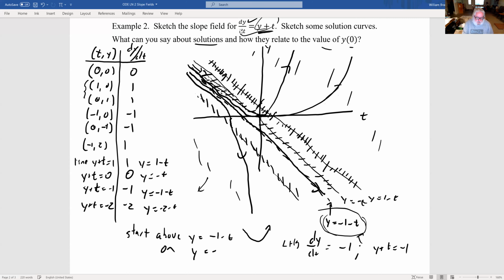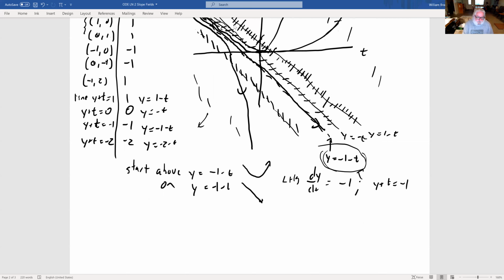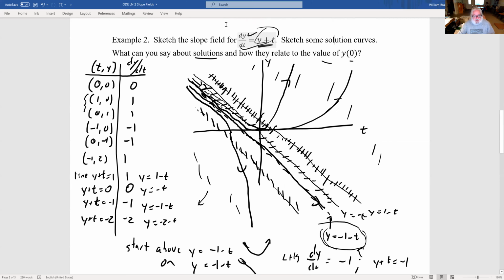On y equals -1 minus t, your solution curve is just that line. And if you start below it, your solution curves look like that. And they're actually asymptotic to this line in backwards time. So drawing these things is messy.